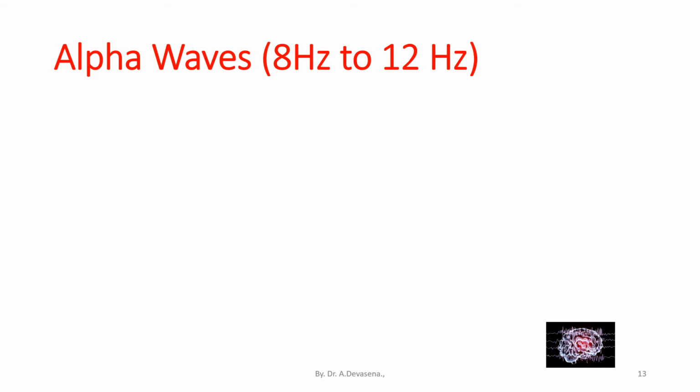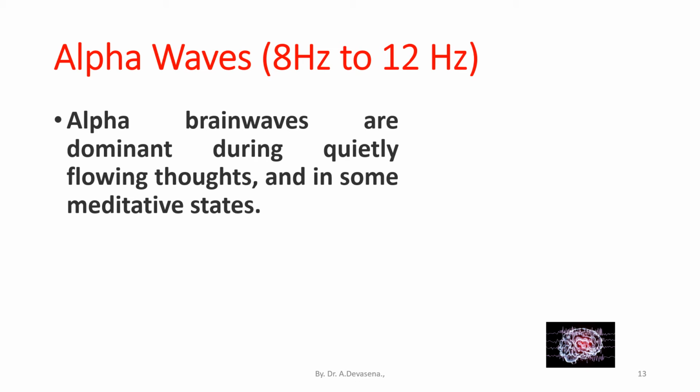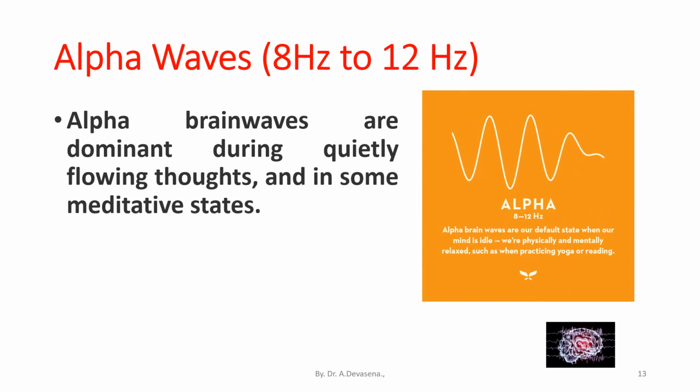Alpha waves. The frequency of the alpha waves is 8 Hz to 12 Hz. Alpha brainwaves are dominant during quietly flowing thoughts and in some meditative states. Here is a representation of the alpha brainwave. Alpha brainwaves are our default state when our mind is idle, where we are physically and mentally relaxed, such as when practicing yoga or reading.